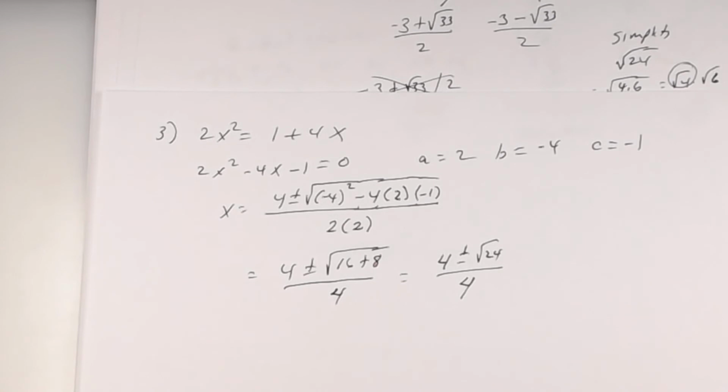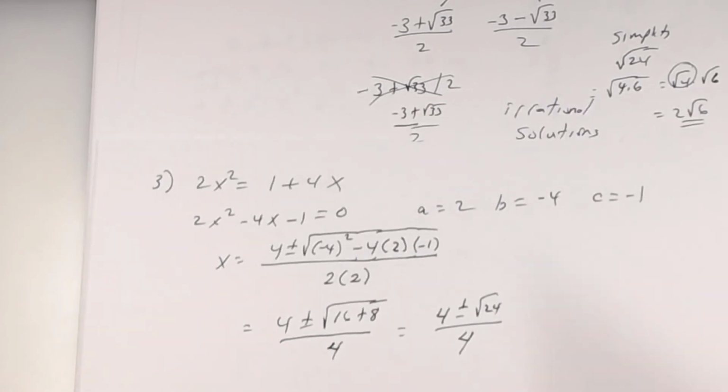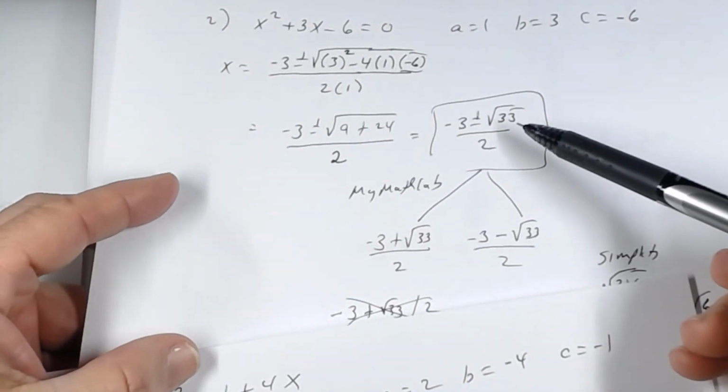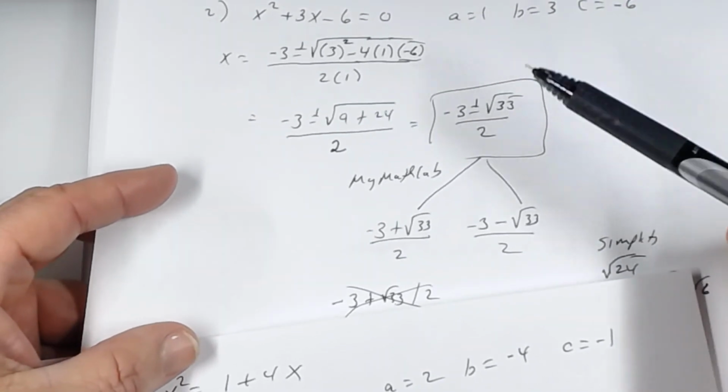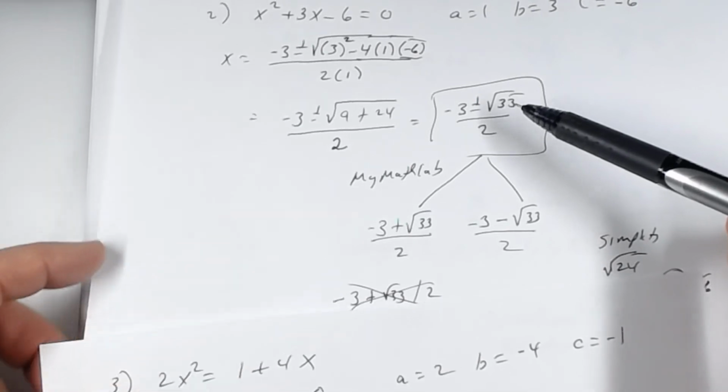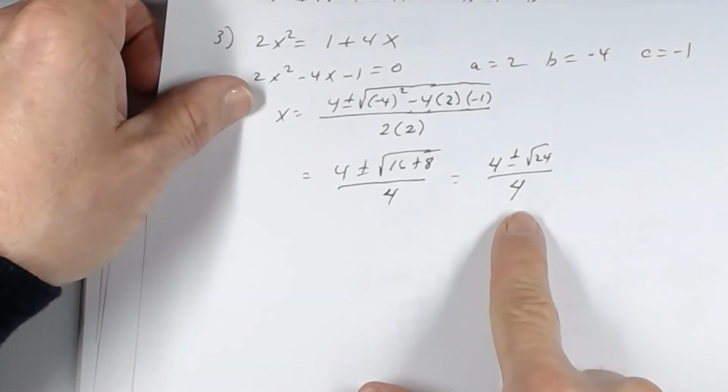Now, 24, is 24 a perfect square? No. So what kind of solutions? Irrational. All right. Now, just like we did in the previous one, we left it as negative 3 plus or minus the square root of 33 over 2. And part of the reason we did that is because we knew the square root of 33 could not be simplified. So in MyMathLab, though, you can't leave it like this.